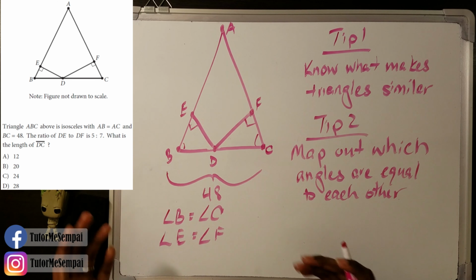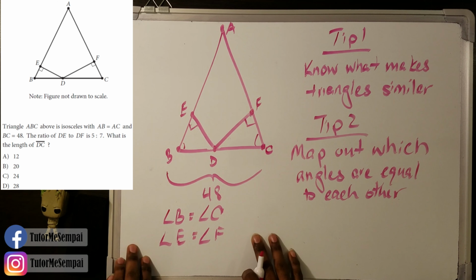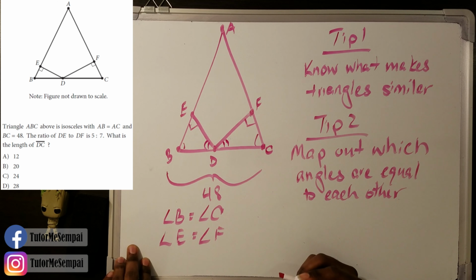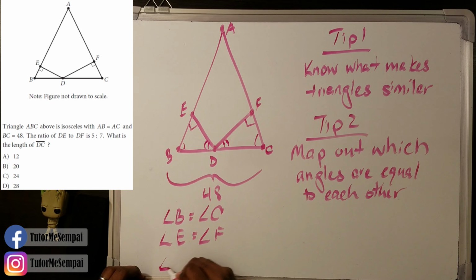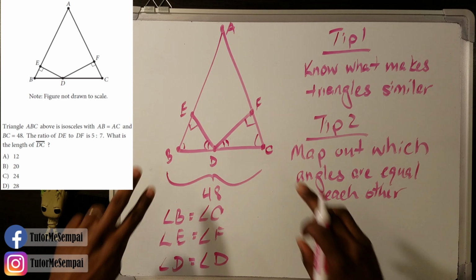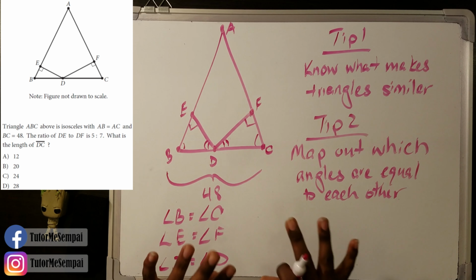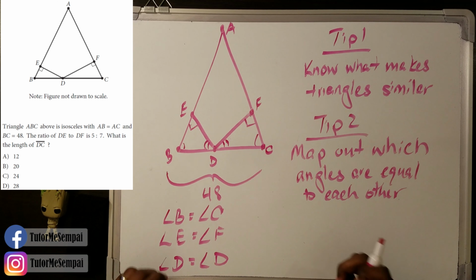Since two angles from both of these triangles are equal to each other, we know something about this last angle here. This last angle is also going to be equal, so angle D equals angle D in this case. The reason is, if two sets of angles are equal, the third one has to be equal since all the angles in a triangle sum to 180.